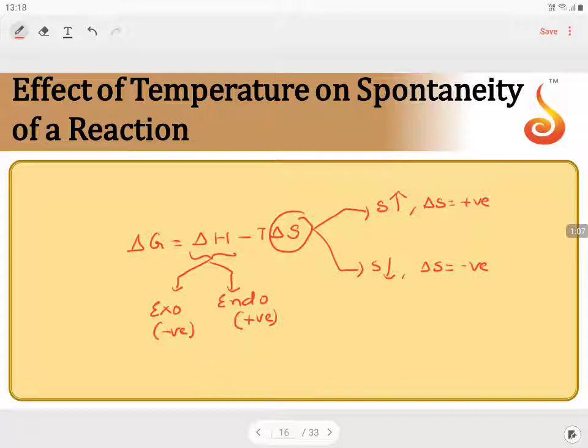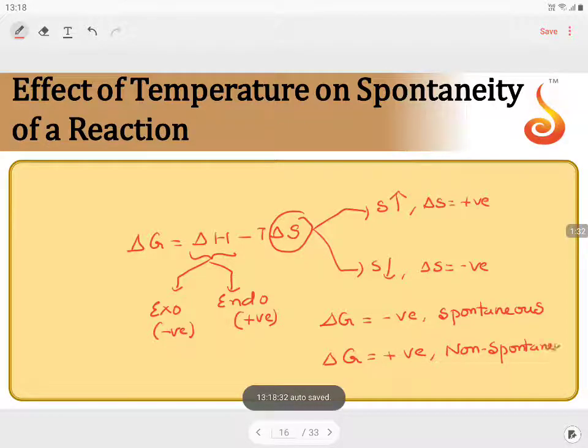Corresponding to the four different combinations, if the resultant delta G at a given temperature T is negative, then the condition says a spontaneous process takes place. The process is spontaneous, the reaction is spontaneous. If delta G is positive, the reaction is non-spontaneous. So the conclusion we can draw: if delta G ends up with a negative sign, we say the reaction or the process is spontaneous. If delta G is positive, we say the reaction or the process is non-spontaneous.